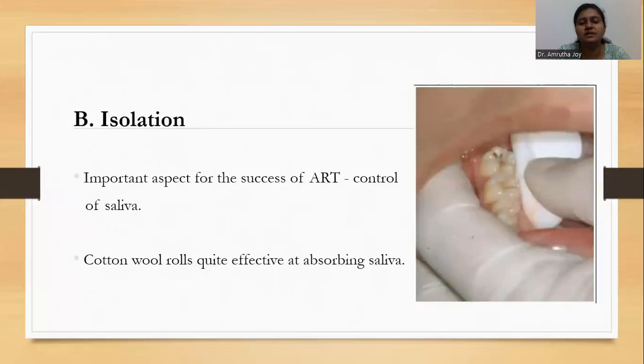Next, the important step is isolation. For the longevity of any restoration, salivary contamination should be avoided. So in ART, we are using cotton rolls for isolating the tooth.